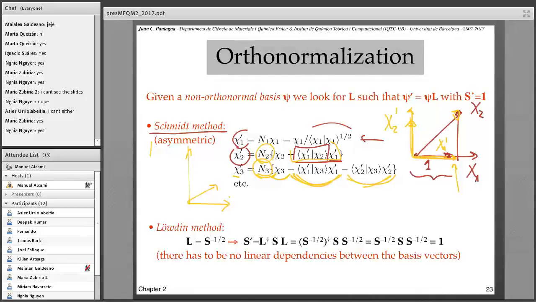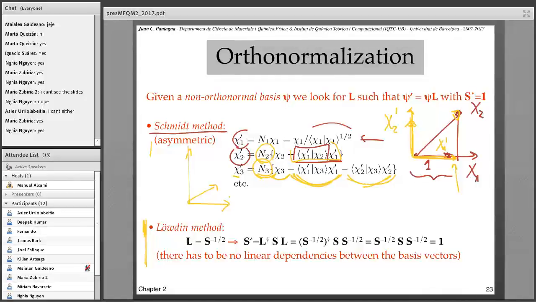And so, since this will be applied, for instance, if we want to change an atomic basis set to an orthogonal basis set which has a close similarity with the original basis set by making the least mixture with other elements, then in quantum mechanics it is normally more useful to look for methods which are more symmetric, that affect in a similar way every element. One of them is the Löwdin method, and I will stop here.